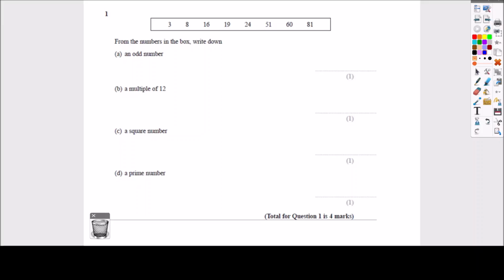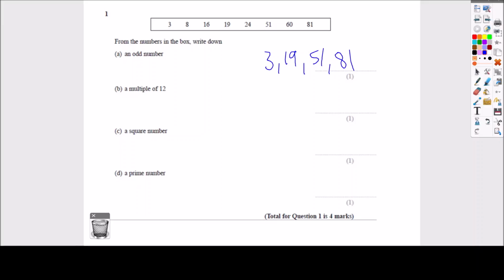Question 1. So here we've got to write down an odd number for part A. So that's anything that's not divisible by 2. Now you only have to write down one of these, but you could have done 3 or 19 or 51 or 81. Those are all odd numbers. They're not divisible by 2.